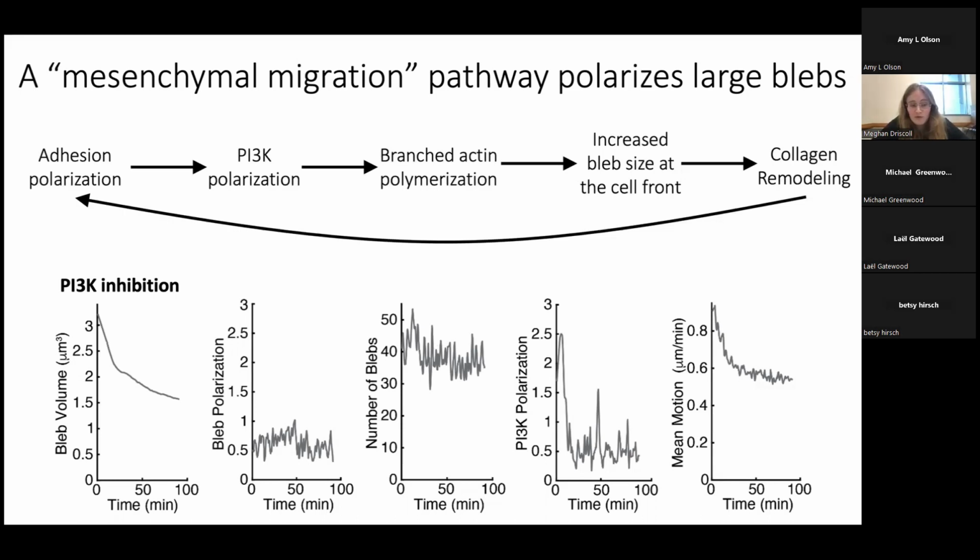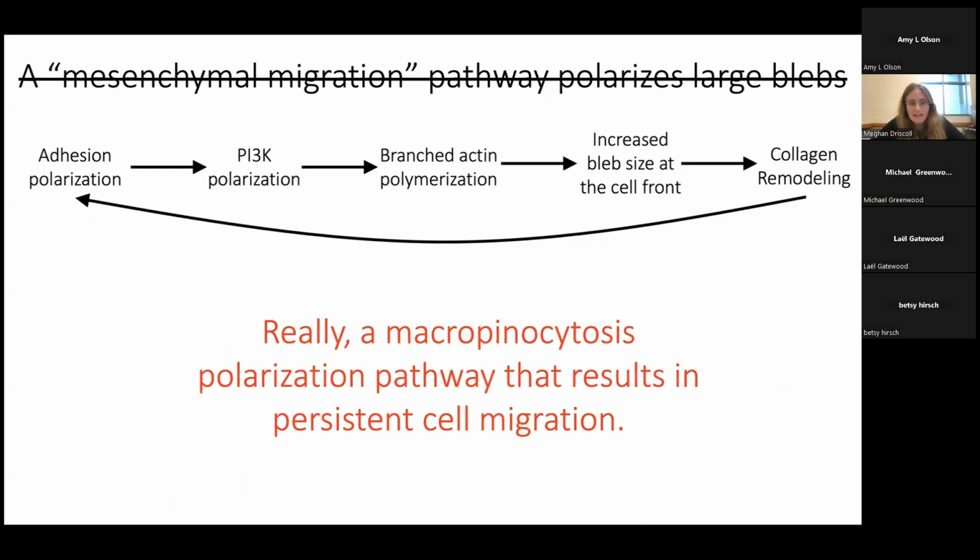So cells form protrusions everywhere on their surface, but our polarization machinery makes them larger at the cell front, which enables them, well, on a 2D surface, it would enable them to move more at the cell front. Here, strangely, it's enabling them to eat more at the cell front, right? So I think this is more properly thought of not as a mesenchymal migration pathway, but as a macropinocytosis polarization pathway that results in persistent cell migration. Right? We have a cell signaling pathway that generates larger protrusions at the cell front, so the cell can eat more only at the cell front. Okay.